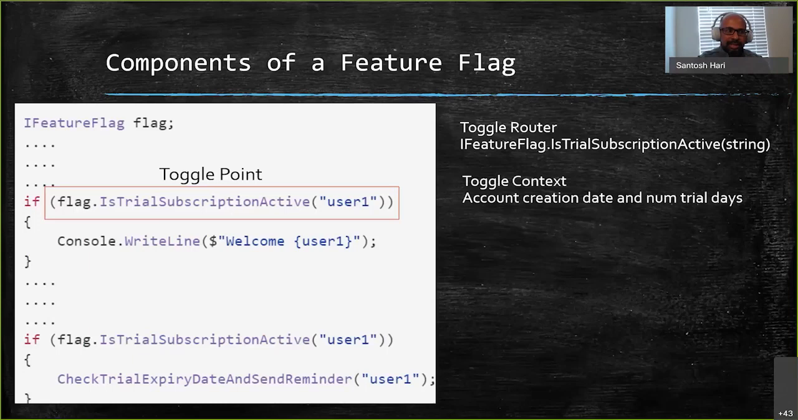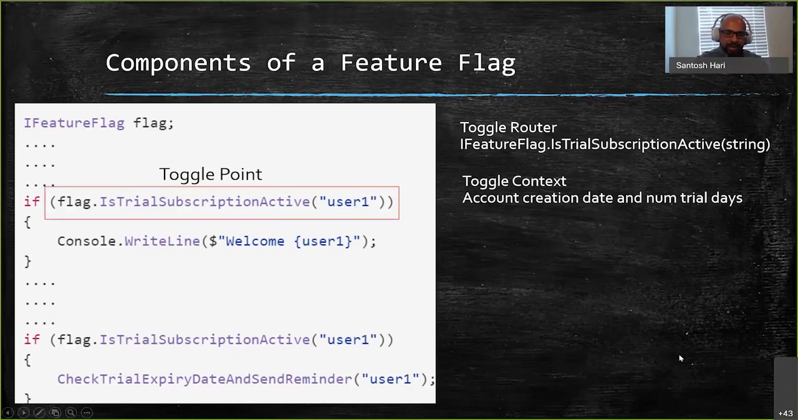Toggle context. That starts to become a little tricky. What is a toggle context? The toggle context is what happens behind the scenes that the router takes into account while computing whether to toggle on or off. So in this particular case, let's say you want to check if a trial subscription is active. You're going to check the account creation date, and you're going to check the number of trial days elapsed or the number of trial days remaining or something like that. That is the toggle context, and that happens behind the scenes.